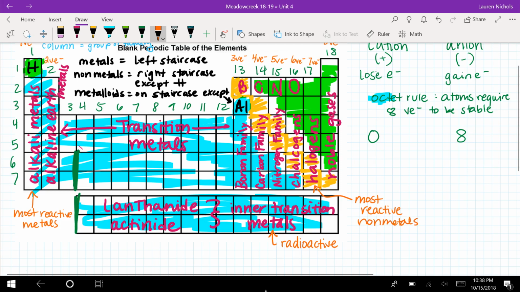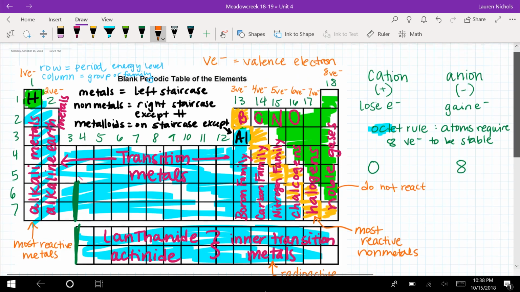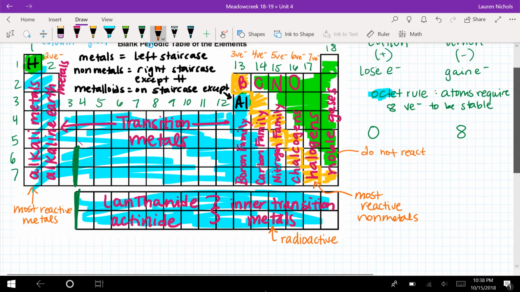Okay. And then the noble gases are important because they do not react. And the reason why they don't react is they have 8 valence electrons. And according to the octet rule, that's what they need to be stable, so they don't gain electrons. They don't lose electrons. They have those 8 valence electrons. They're stable and they stay there. And so this is kind of the gist of what you need to know with that.